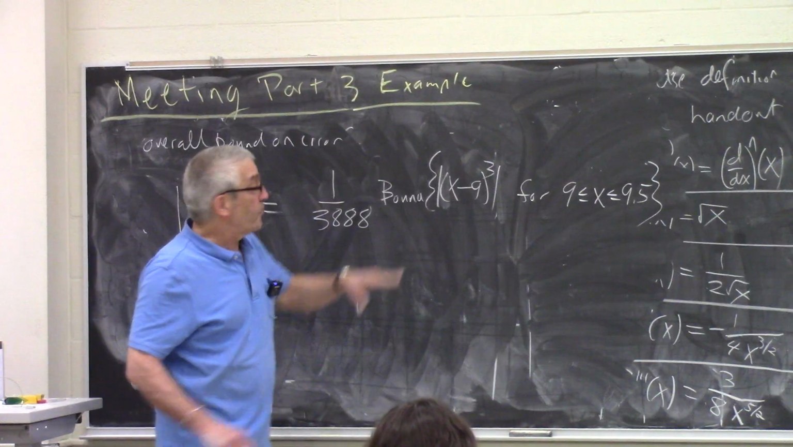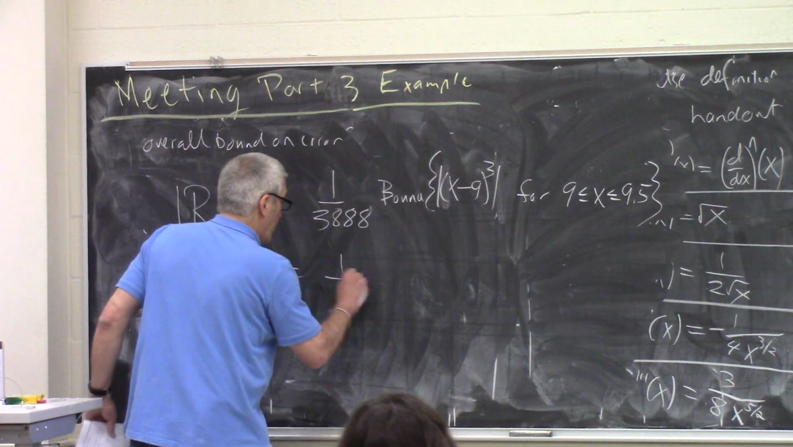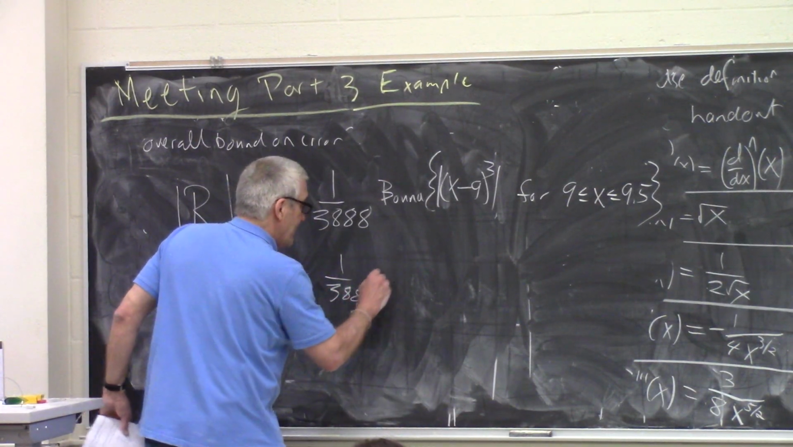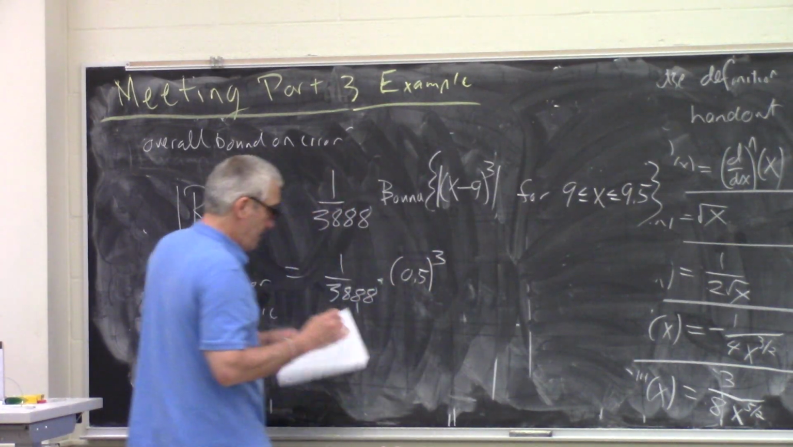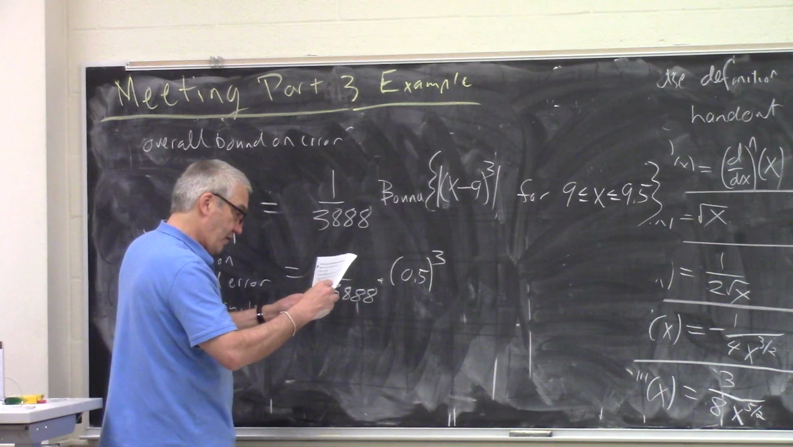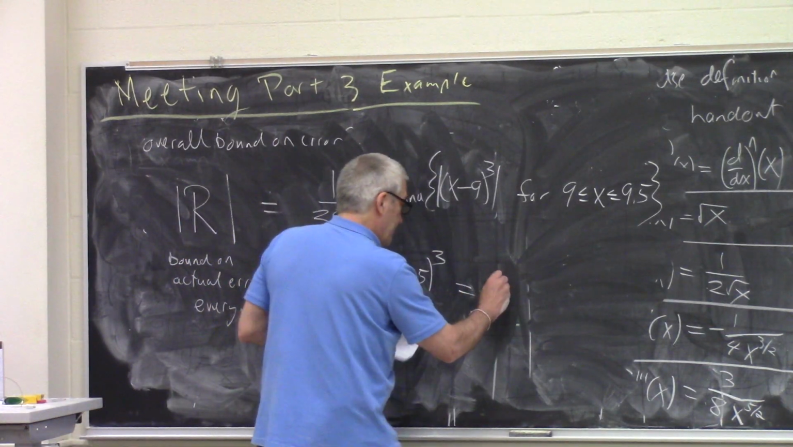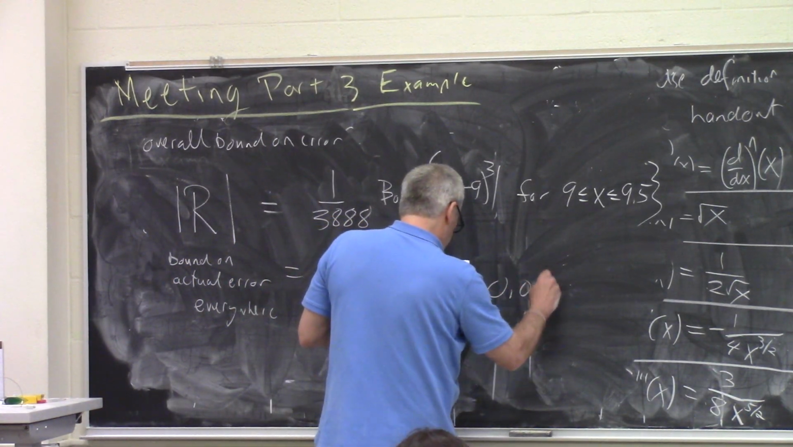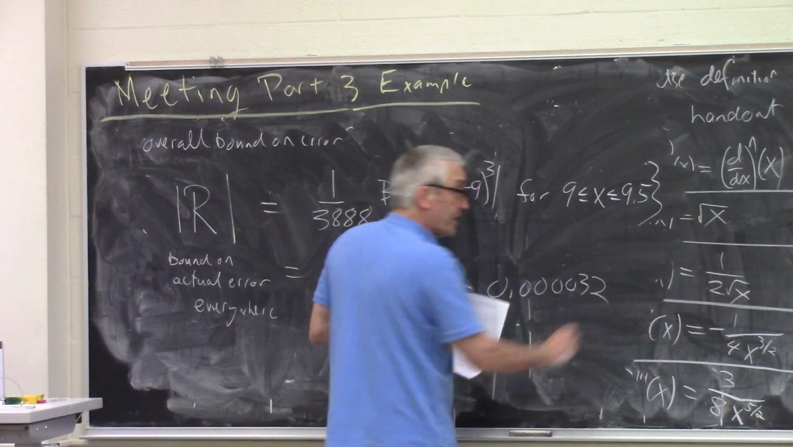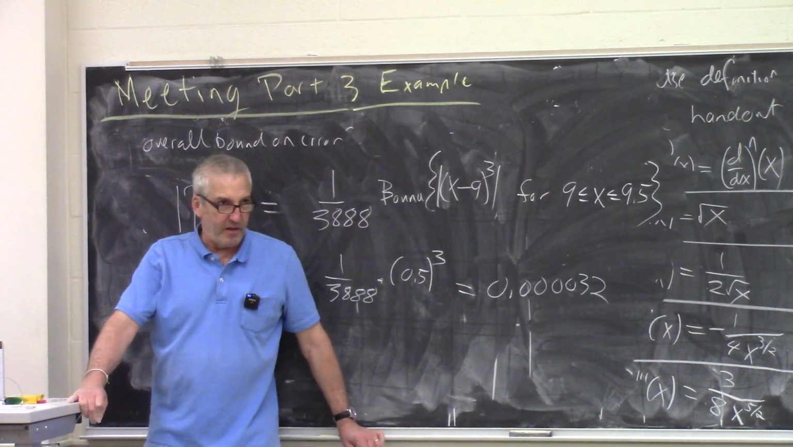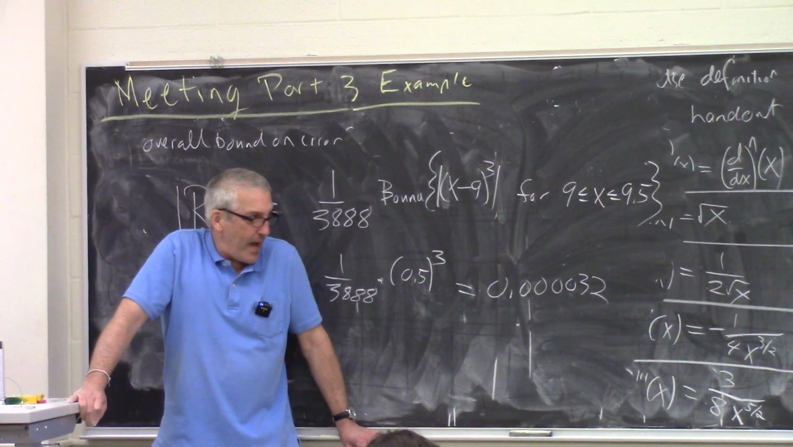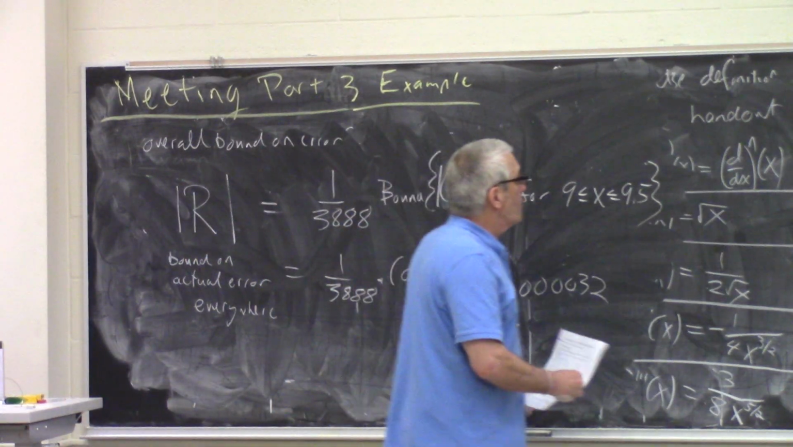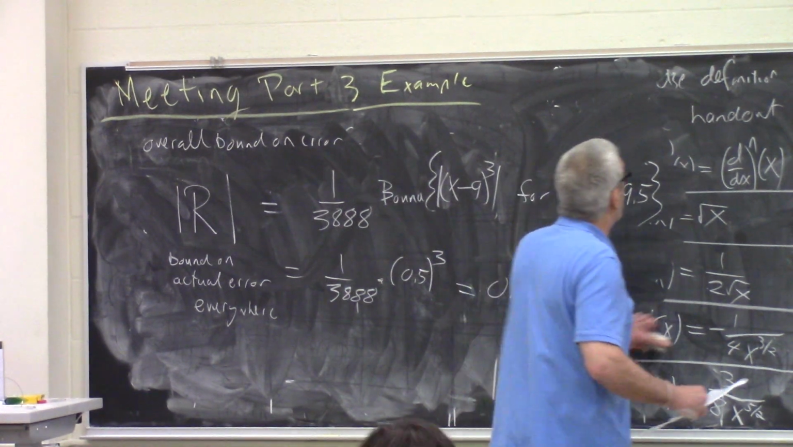Exactly. In this case, it's at the right endpoint. So this is going to be 1 over 3888 times 0.5 cubed. And it turns out that this is 0.000032. That's the worst. That's a bound on it; I don't know where it happens, I don't know if it ever gets that bad. But there's no x in that interval where the approximation is worse than that.